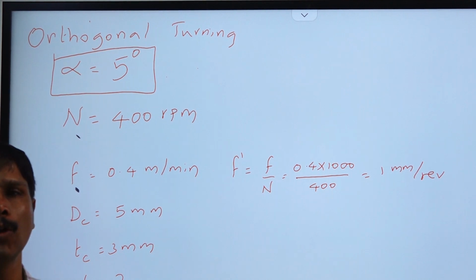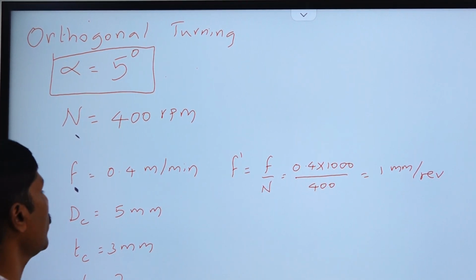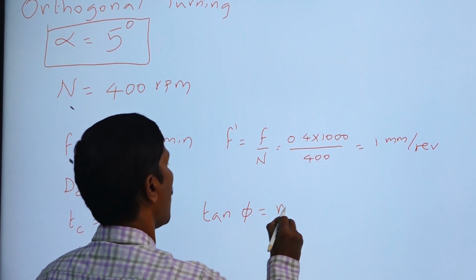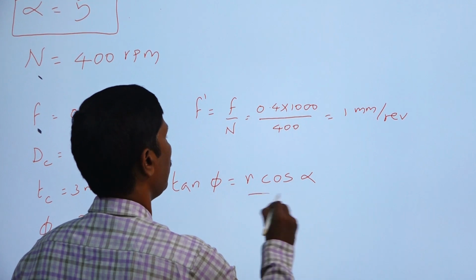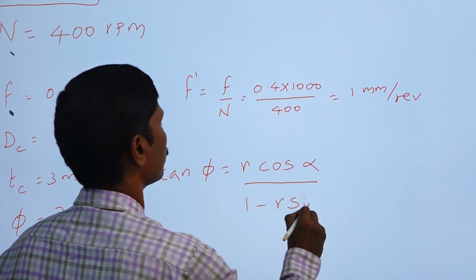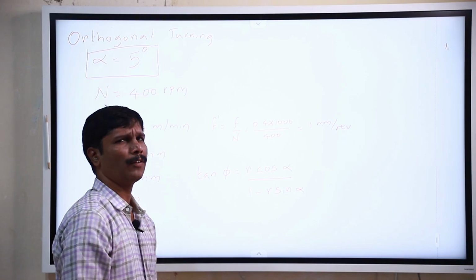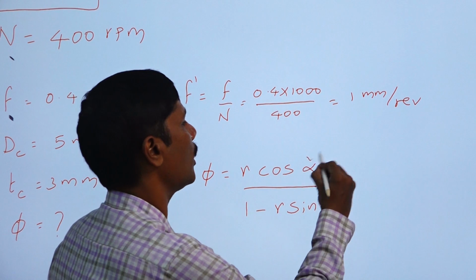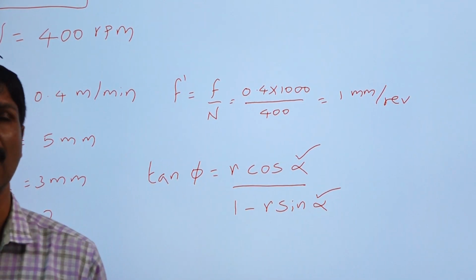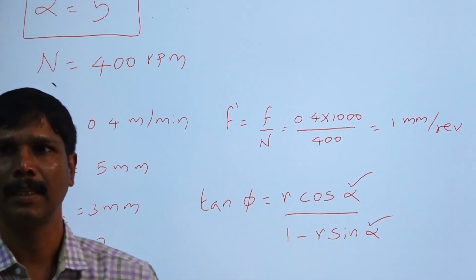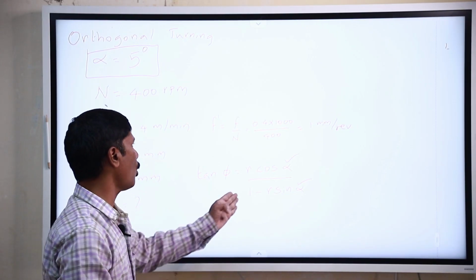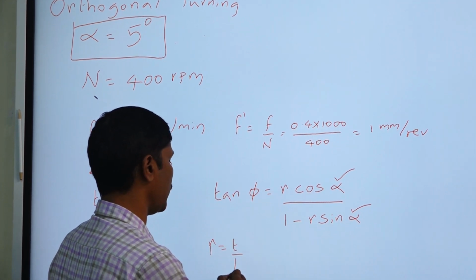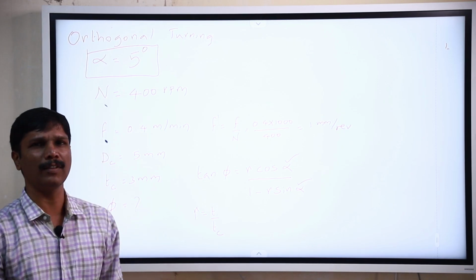How are we going to proceed with this question? We know our formula is tan phi equal to r cos alpha divided by 1 minus r sin alpha. This formula we know very well. In this formula we know alpha, which is 5 degrees. Then we have to find r. We should know that r is equal to t by tc. Here tc is given, which is 3 mm.